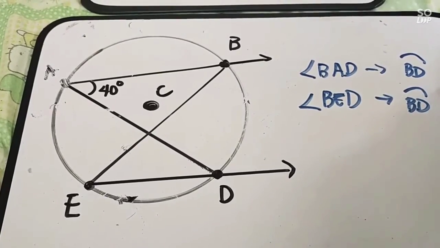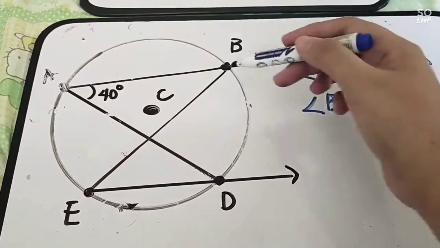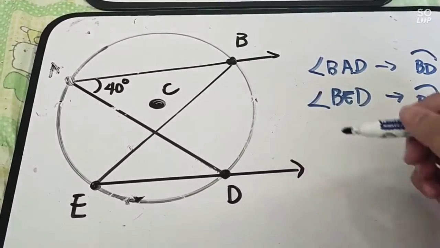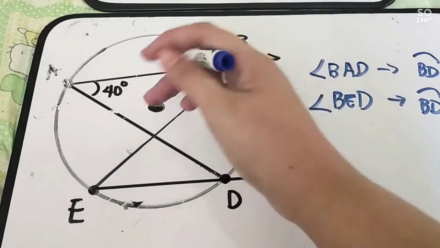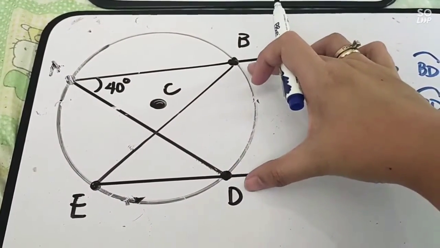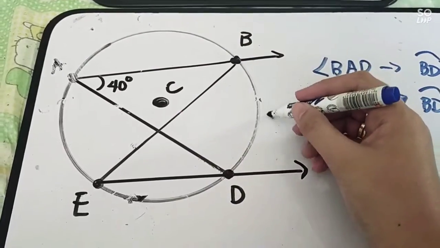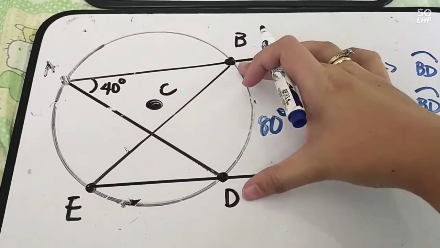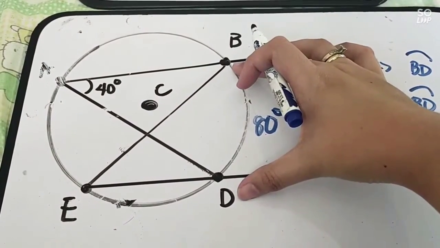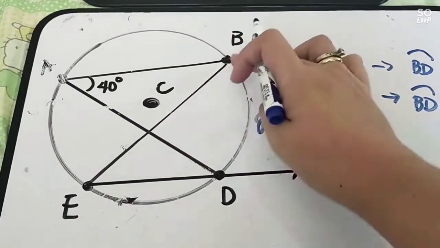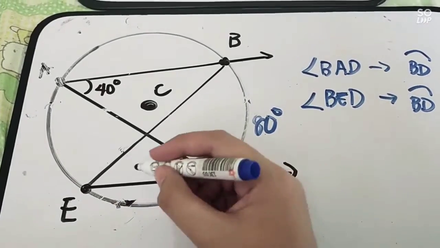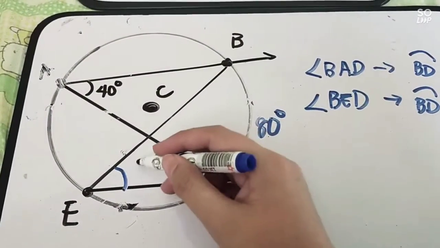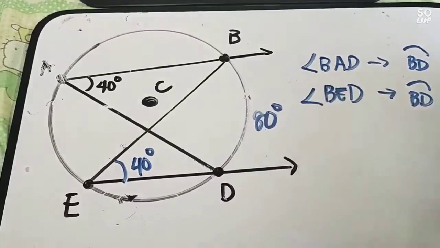Okay? So, since this one, angle BAD, which is the inscribed angle, is 40 degrees, therefore, yung kanyang intercepted arc ay twice, we have 80 degrees. So, since 80 degrees ito, the measurement of this angle, which is BED, is half nito, which is 40 degrees.